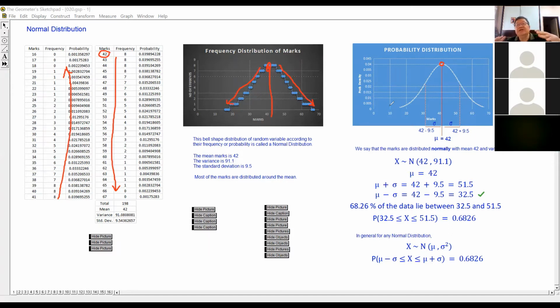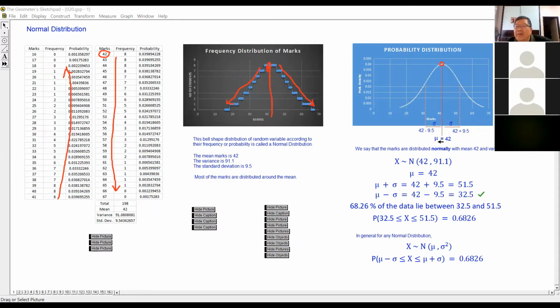But if we have 1,000 or 2,000 students, probably we can get students with 10 marks or even 0 marks. We can get this type of student, right? Then the next thing you want to know is, what is the relationship of this probability distribution with the mean and the standard deviation? Of course, the variance has no physical meaning, but the standard deviation has meaning.